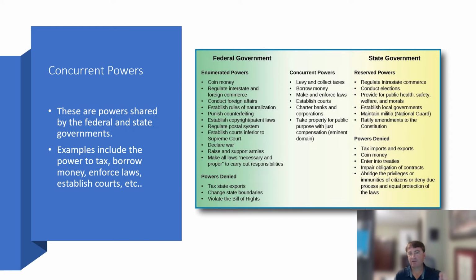They also can establish courts. So we have federal courts all around the country, but we also have state courts. And in fact, if you've ever dealt with the court system, most of you have probably dealt with state courts, South Carolina state courts. But there are also federal courts that would deal with federal laws. So we call these concurrent. It means that they share the power, that both the federal and state governments can do these things.